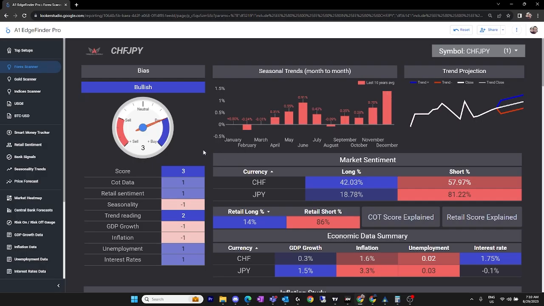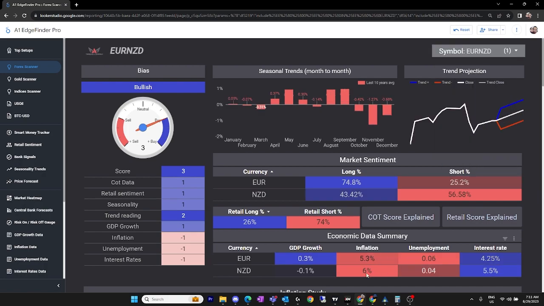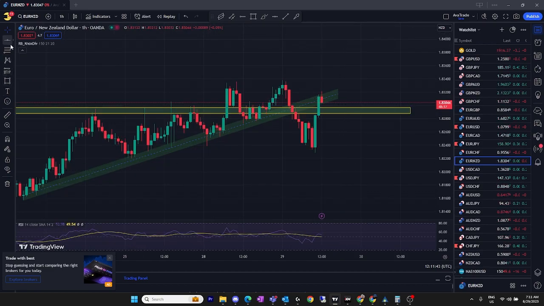Our bias here is bullish because I know for a fact that NZD, EUR, has a very bad economy. Look at that. Negative 0.1 GDP growth. Inflation rates whopping high. Interest rates whopping high. And that's all you needed to know for NZD. And that gives you a judgment that you can long this currency pair. So, I need market confirmations.